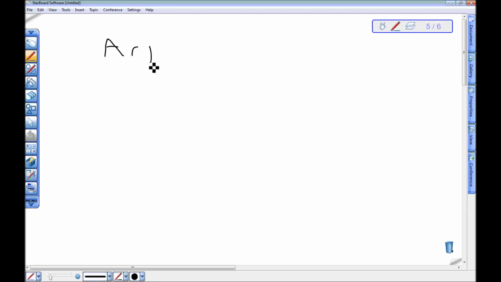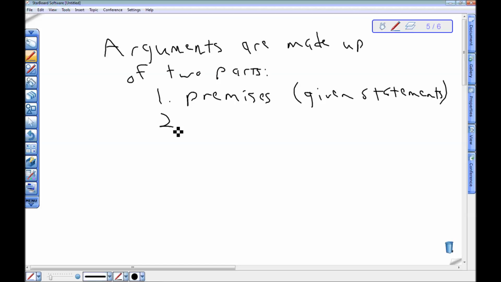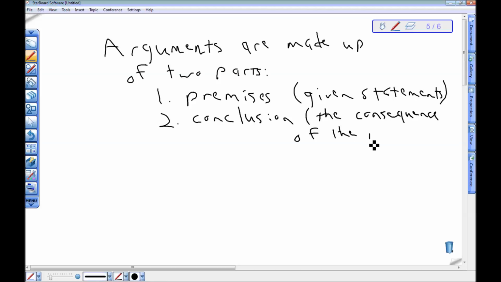In mathematics, an argument is made up of two parts. The premises, these are given statements, and then the conclusion, which is supposed to be the consequence of the premises.